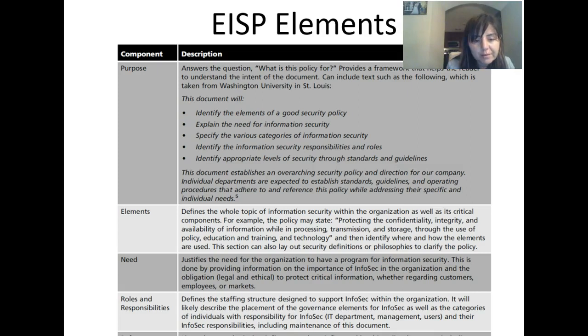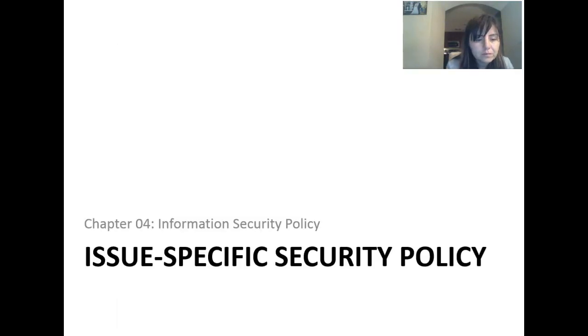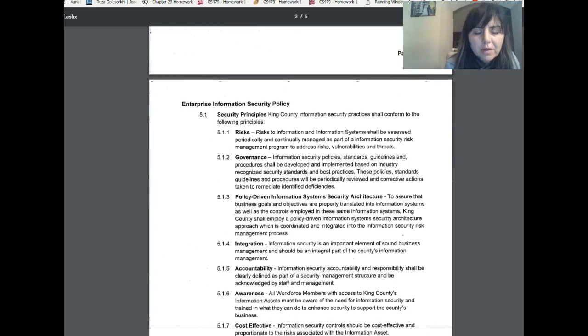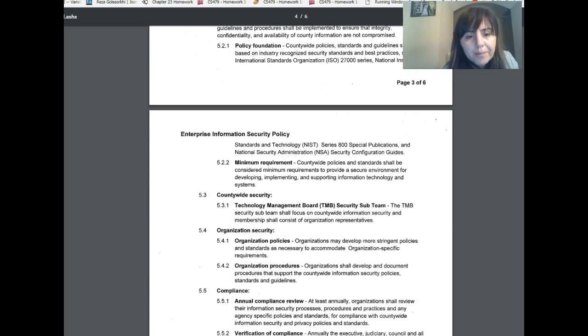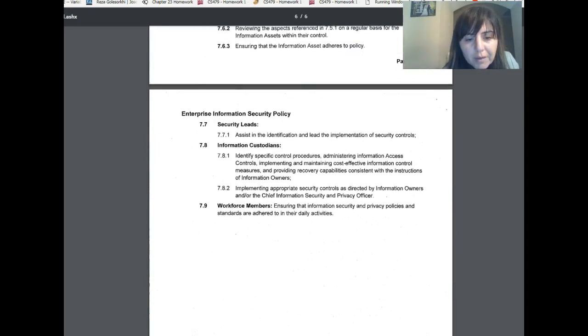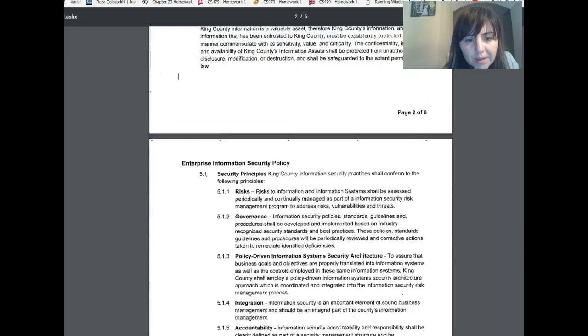specify in this document. Well, you can actually look for enterprise information security policy online. A lot of organizations sometimes put them online. So this one is for King County, and this is the information technology governance policy and standards. You can look over this policy and it can help you understand what is required in this document.